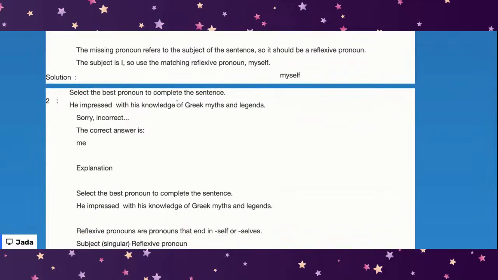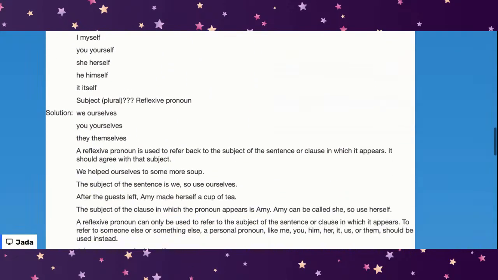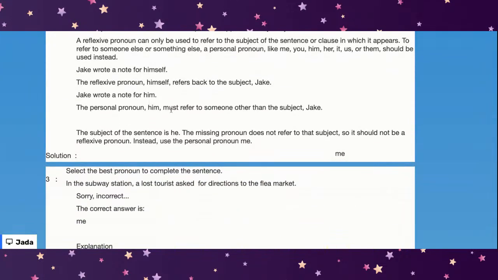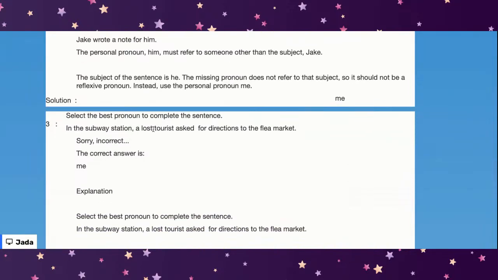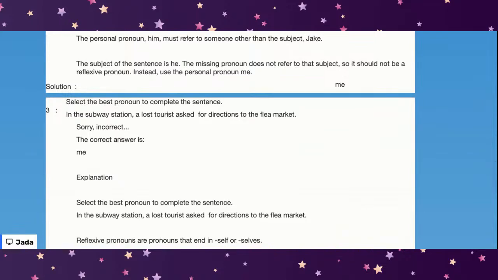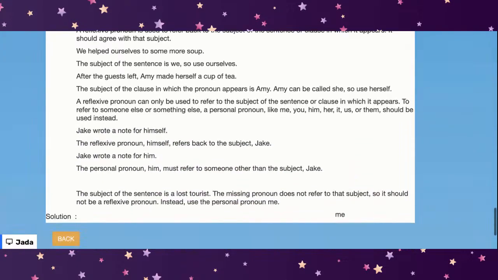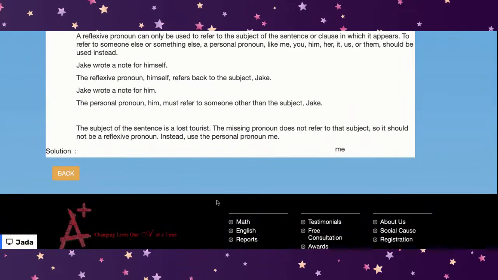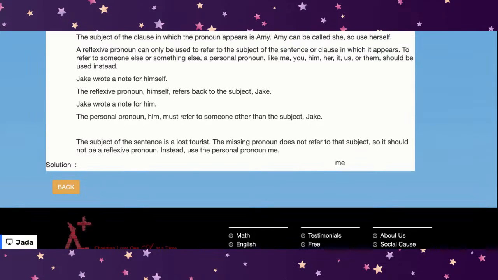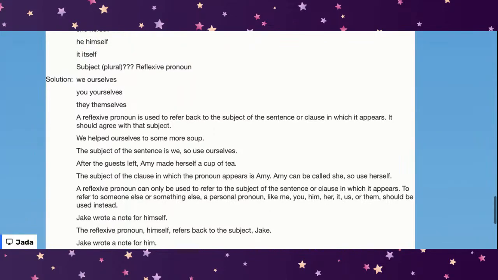So, he impressed dash with his knowledge of Greek myths and legends. So he impressed what? He impressed me. Okay, personal pronoun. In the subway station, a lost tourist asks dash for directions to the flea market. So the lost tourist asks for directions from who? Okay, from me. All right, so let's go see some more examples.